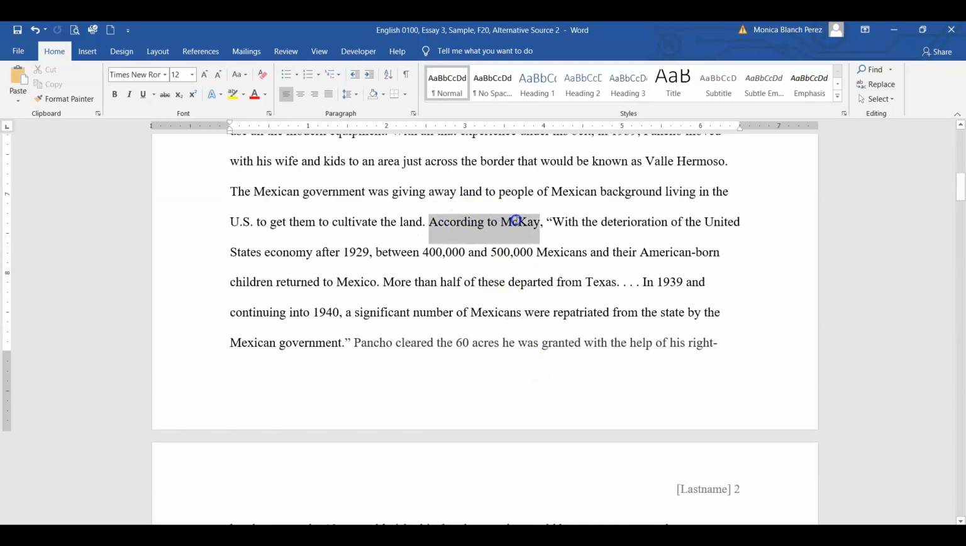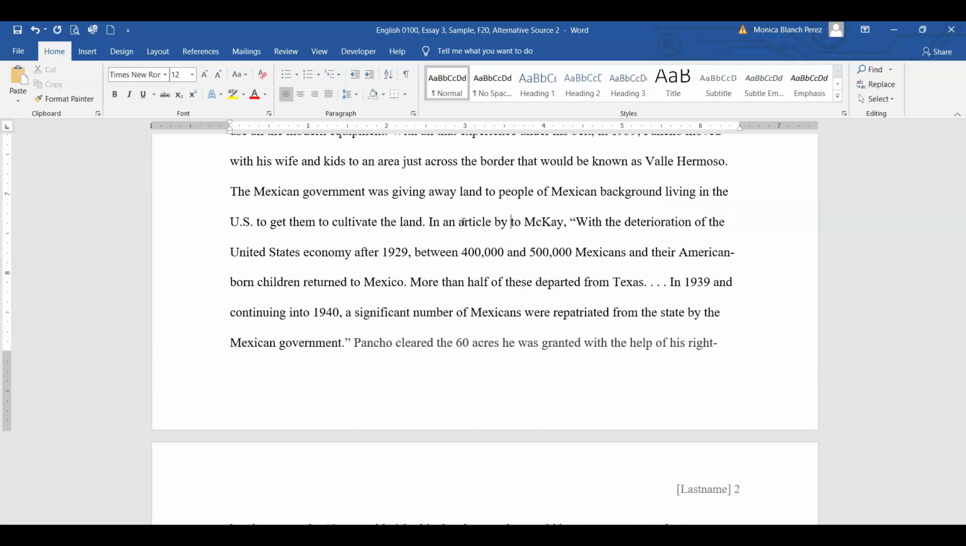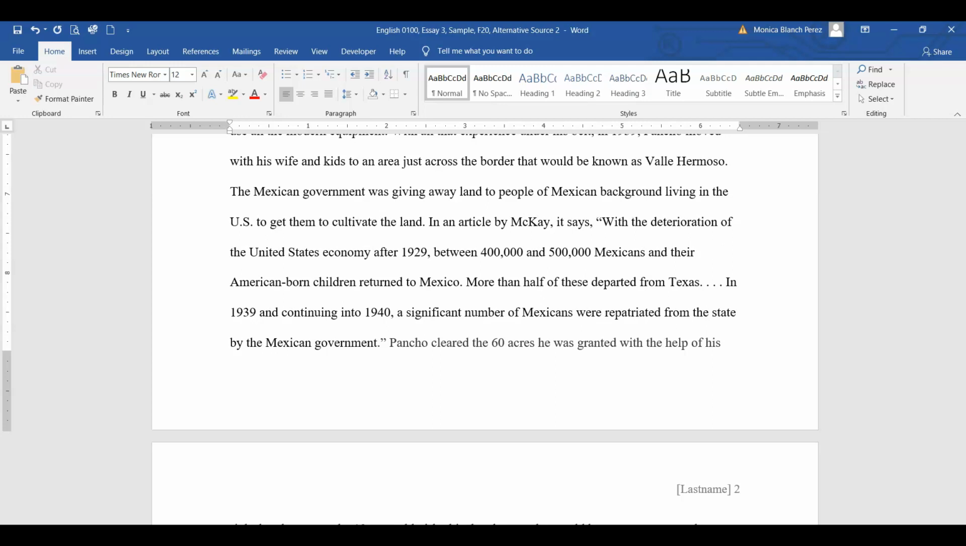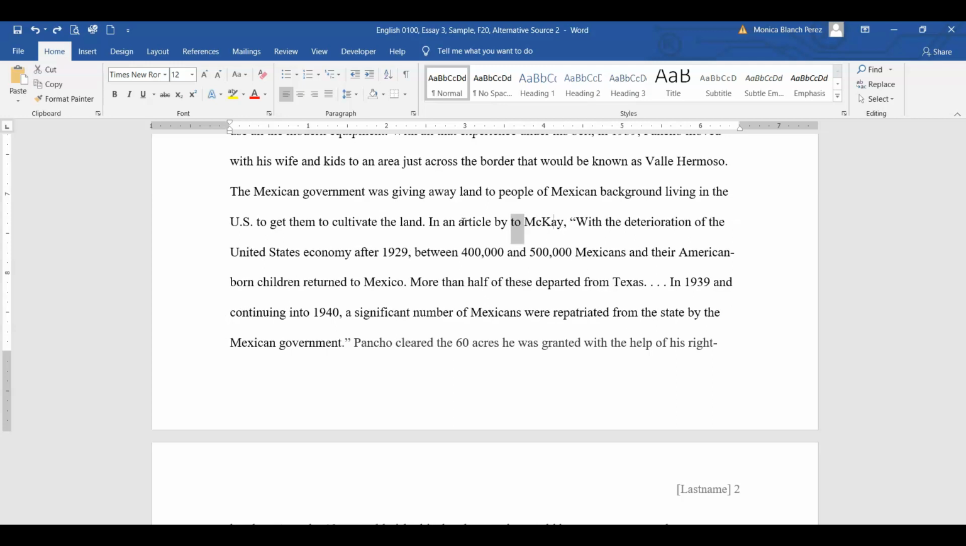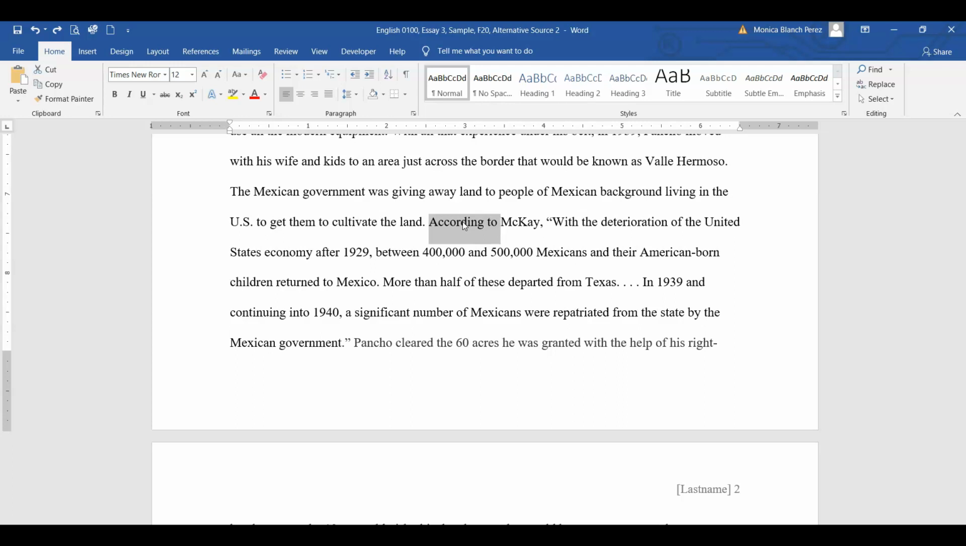The alternative method to this, and of course you can say in an article by McKay, comma, it says, comma, and then the quote, right? That's another way if we're not using the very convenient according to method, okay? Or the other direction is to mention McKay at the end in a parentheses. And remember, no page number because there aren't any official ones.